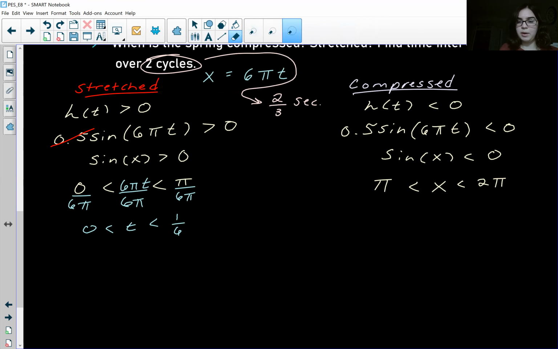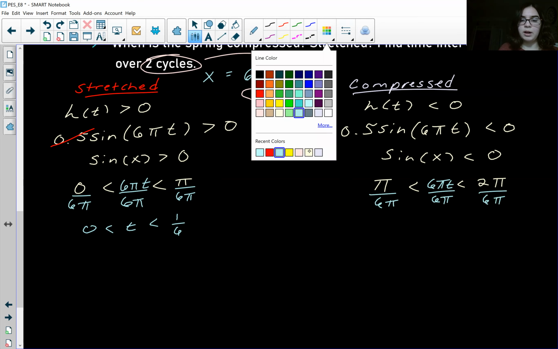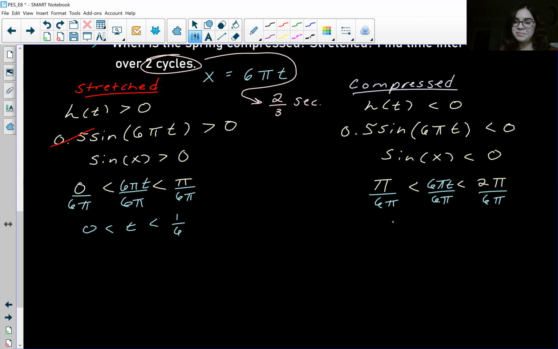Okay, let's go ahead and replace our x with the expression that has t in it, so we can solve for t. Again, we're going to divide everything by 6 pi. And we find that t is going to be in between 1/6 and 1/3.